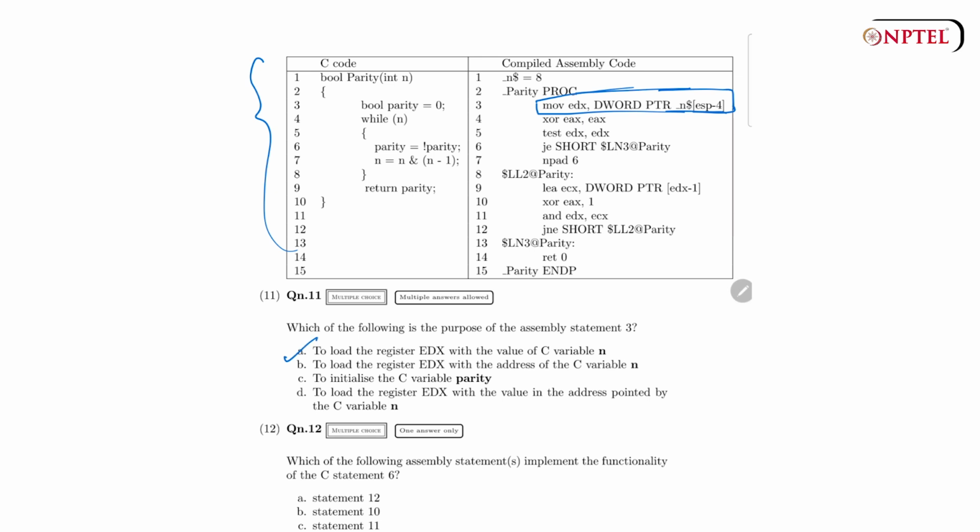because n is given as an offset of 8, and clearly this maps to this. Okay, so load the register EDX with the value of C variable n is correct. Obviously the second option is wrong, because they're saying address of C variable n. That's not right. To initialize C variable parity, no, that is being done here because I'm defining it to be 0. To load the register EDX with the value in the address pointed to by, no, this is definitely not right. So option A is the right answer.